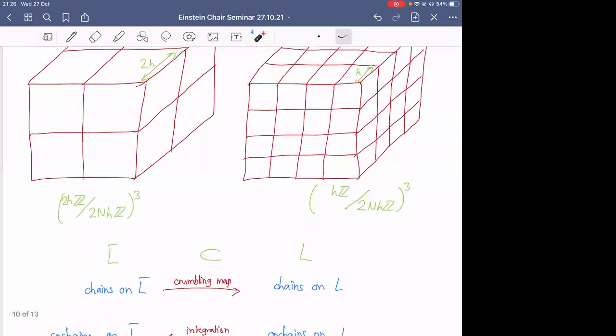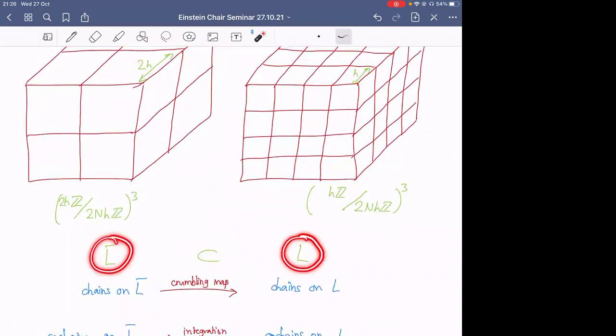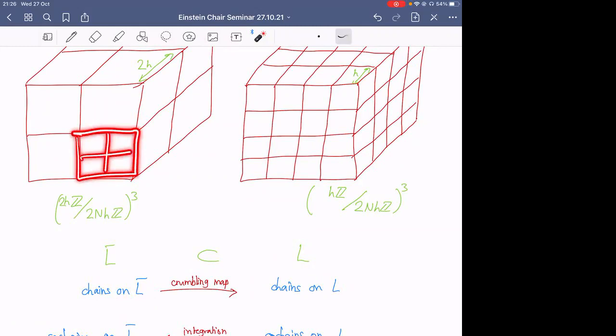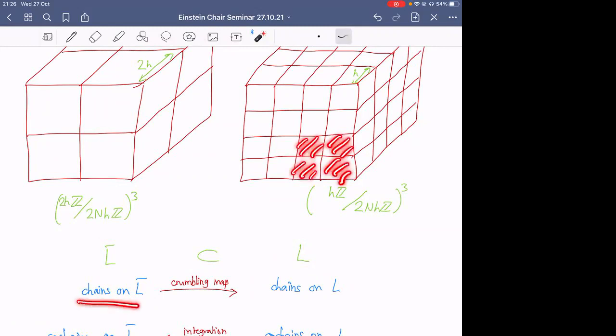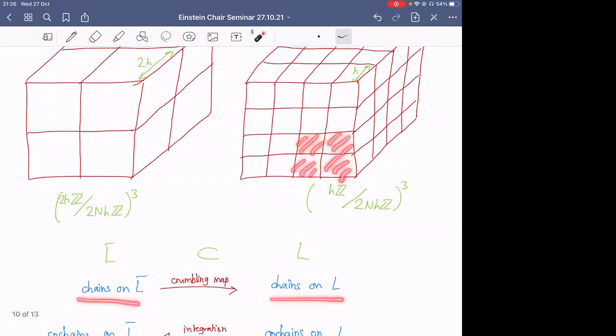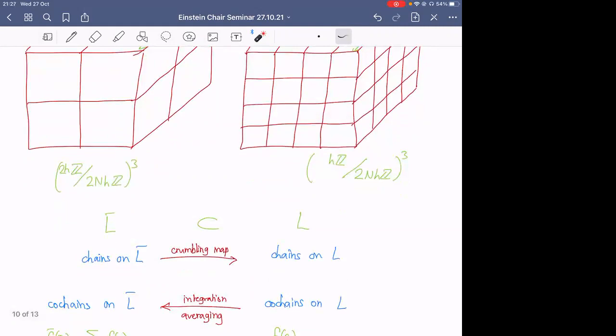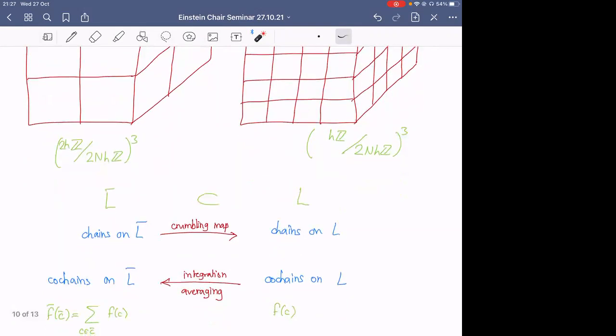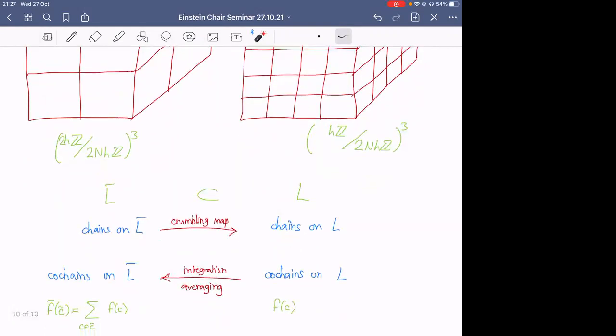So we now have a coarse lattice sitting inside the fine lattice, and any chain in the coarse lattice can be subdivided into cells in the fine lattice. So you have a map from the chains in the coarse lattice to chains in the fine lattice. Similarly, in the other direction, cochains on the fine lattice will map to cochains in the coarse lattice, and that's by some sort of integration or averaging, depending on exactly how the normalization works out.